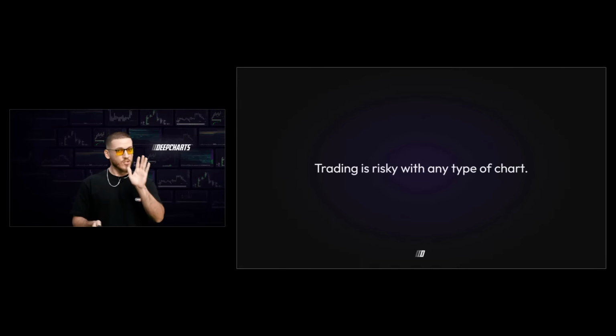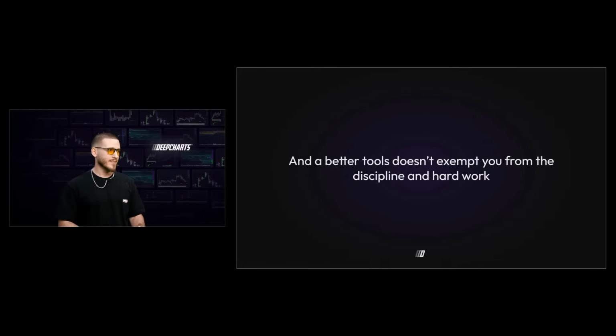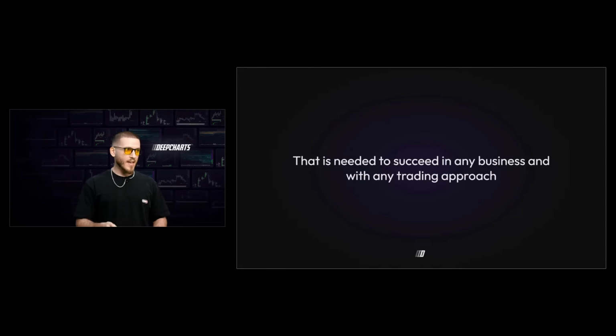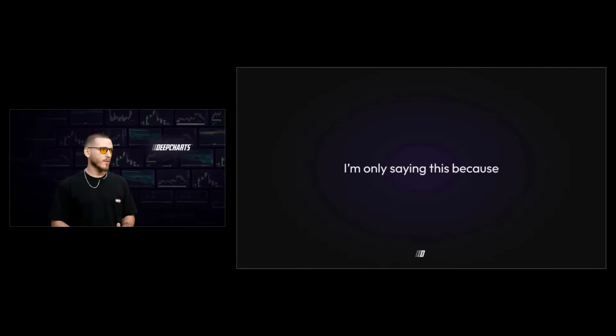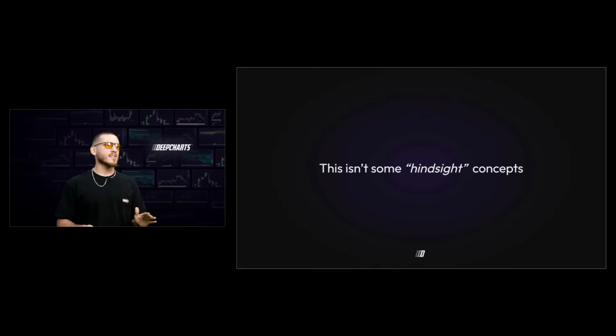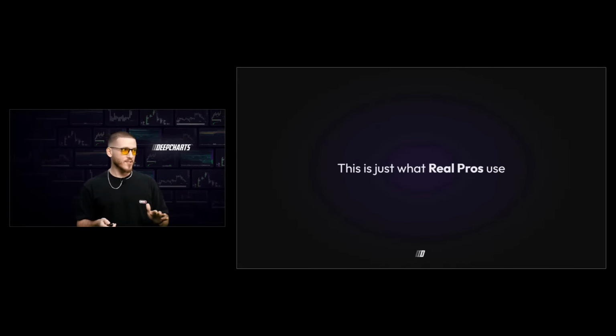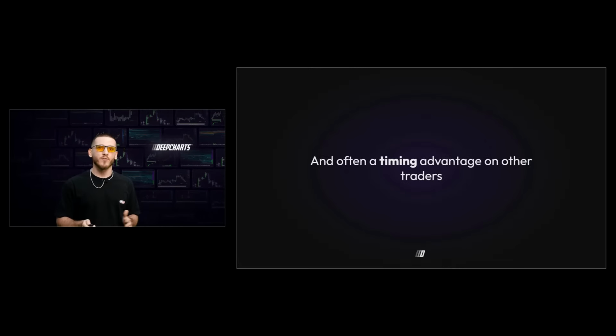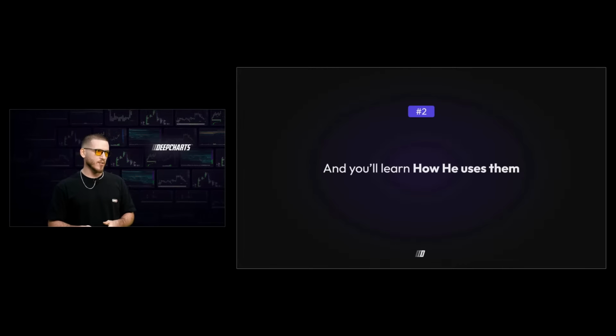Be careful, trading is risky with any type of chart. And better tools do not exempt you from the discipline and hard work that is needed to succeed in any business and with any trading approach. I'm only saying this because this isn't some hindsight concept that could have worked in the past. This is just what real pros use on a daily basis to have an informational advantage, and often a timing advantage on other traders, that you will learn tonight.